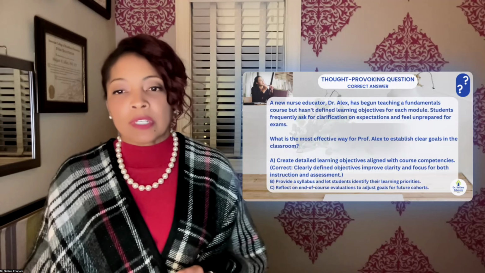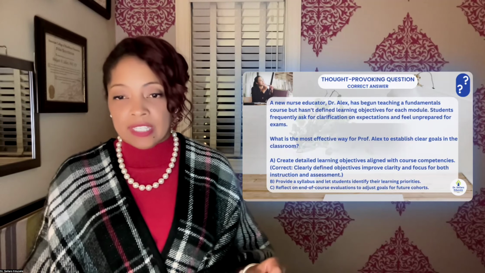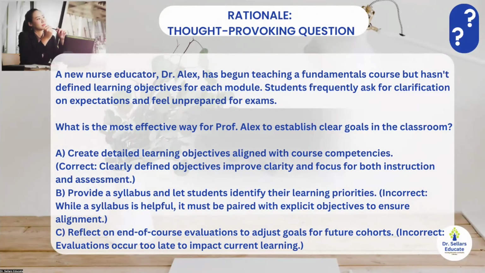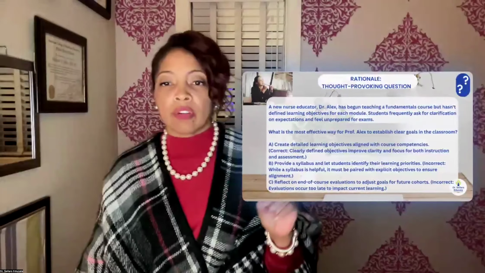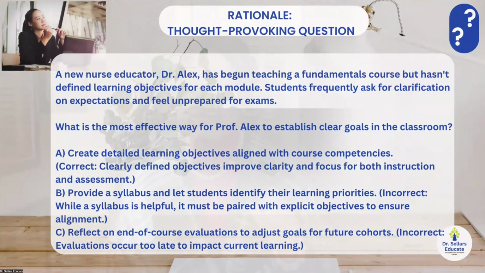All right, so now we do want to take some time to look at the thought-provoking question incorrect answers and the rationale. All right, so if you chose B, the reason why that one is not correct is because even though we know writing a syllabus is helpful, we have to pair it with explicit, being very specific with our objectives as it relates to the learning process and how our students are going to learn. Okay, so that's a really important part of our process.